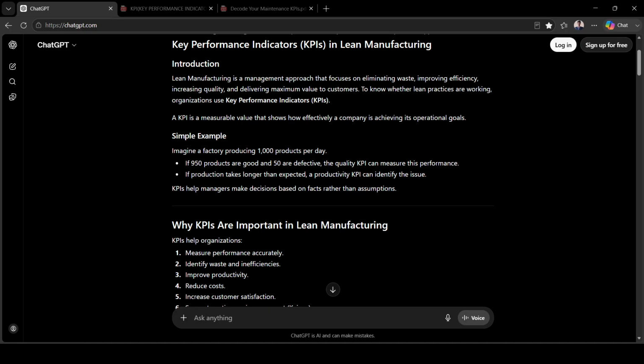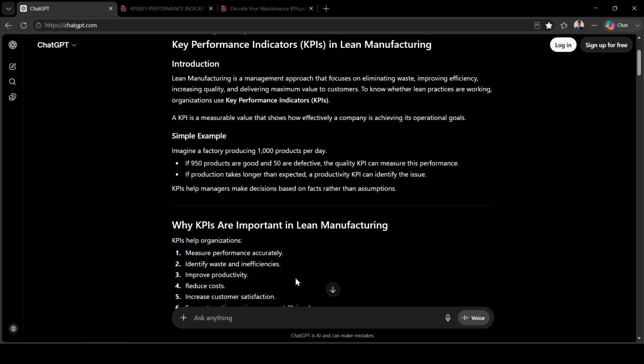Imagine a factory producing 1000 products per day. If 950 products are good and 50 are defective, the quality KPI can measure this performance. If production takes longer than expected, a productivity KPI can identify the issue. KPIs help managers make decisions based on facts rather than assumptions.